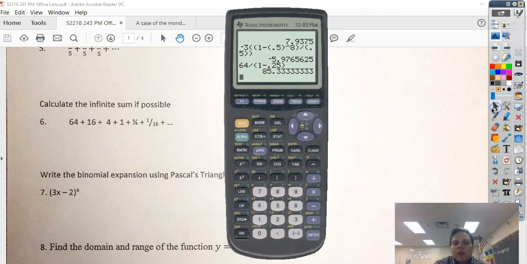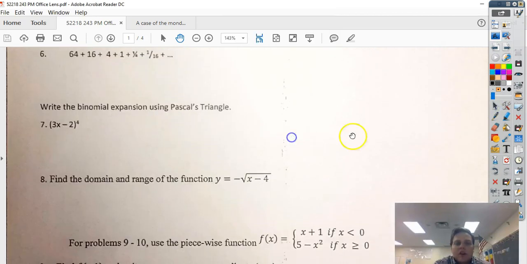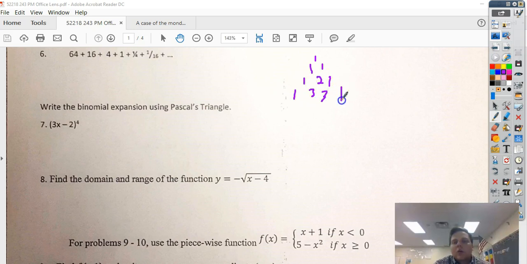Okay? All right, number 7. Write the binomial expansion using Pascal's triangle. Okay, so first, it's important to remember what Pascal's triangle is. Pascal's triangle is where you start with 1, and that's row 0. And then you go 1, 1, and that's row 1. And then you go 1, 2, 1, because you added these two 1s to get here. So that's row 2 now. And then row 3 is 1, add these two together, 3, add these two together, 3, 1. So now that's row 3. So row 4 is 1, 4, 6, 4, 1.